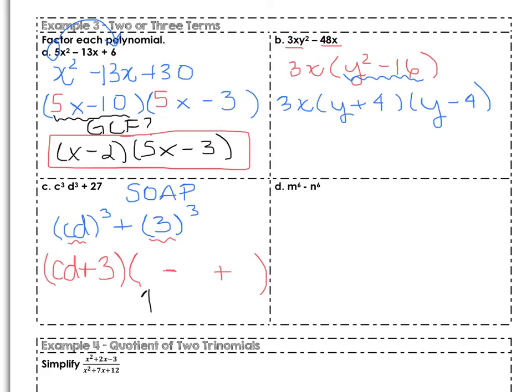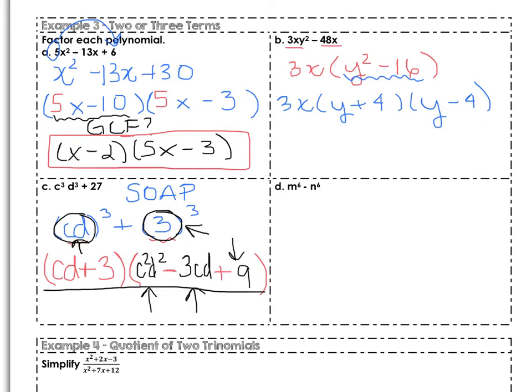Now, what's going to fill these in here? This first spot is always going to be this first term squared. So we have c squared, d squared. This second term here is always going to be the multiplication of these two terms. So we're going to have, in this case, 3cd. And then this last term, we're going to take this guy here and square him, giving me this final factorization of a sum of cubes.